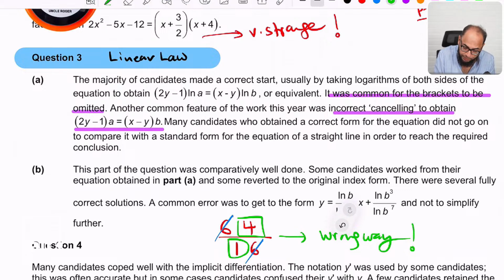Many candidates who obtained a correct form of the equation did not go on to compare it with the standard form for the equation of a line in order to reach the required conclusion. That means they got the format, but did not correlate it with the equation of a line. The second part of the question was comparatively well done. Some candidates worked from the equation in part A, some reverted to the original index form. There were several fully correct solutions. A common error was not to simplify further. You have to simplify further.